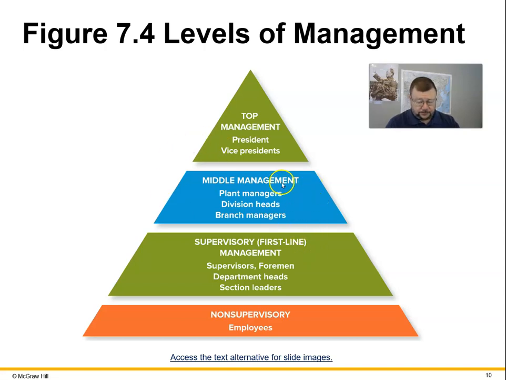In the middle, we have, depending on if it's a plant or a service organization or whatever, or a government organization, you have plant managers, division heads, and branch managers. And at the bottom of the management rung, you have the first line managers, the people that are out there on the front lines, supervisors, foremen, department heads, section heads, and then finally down here we have the non-supervisory employees.